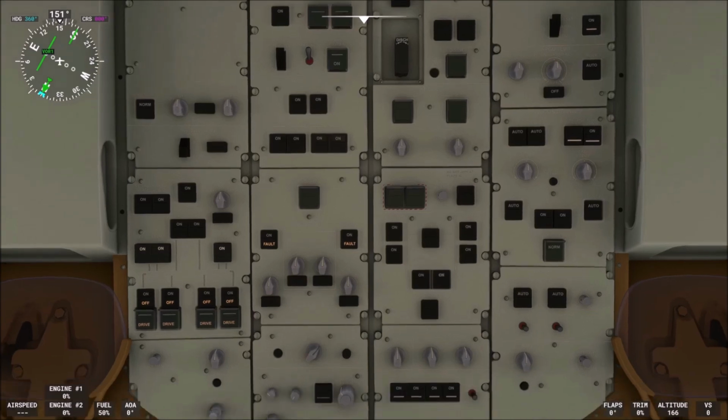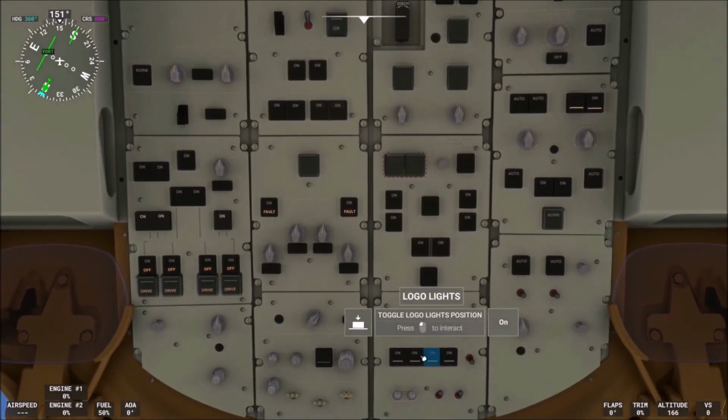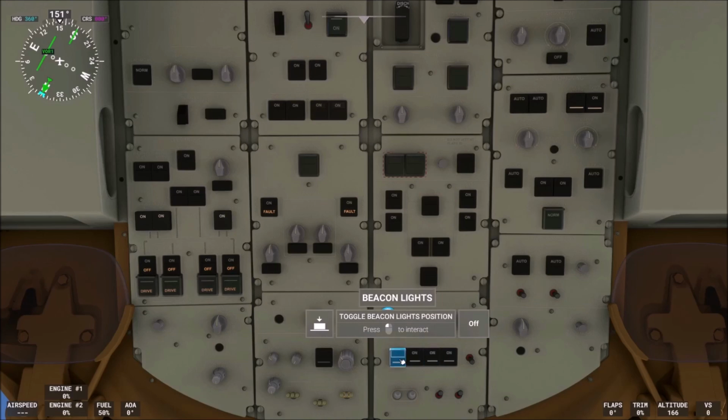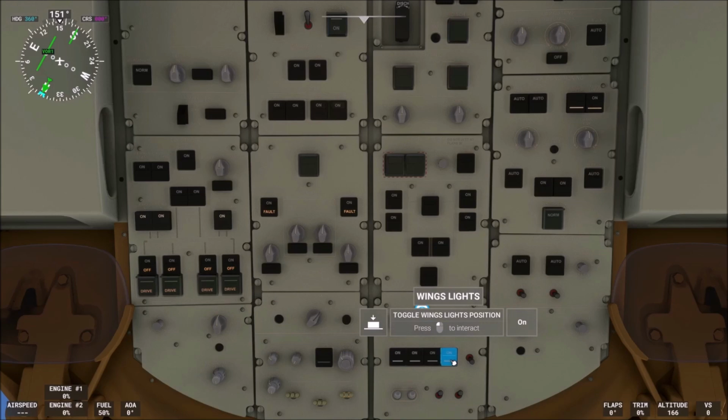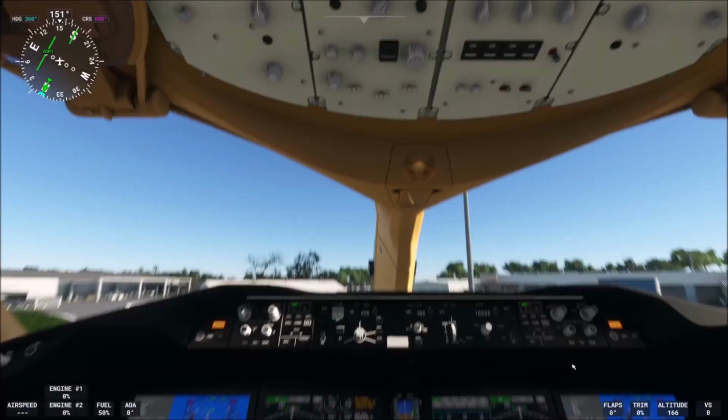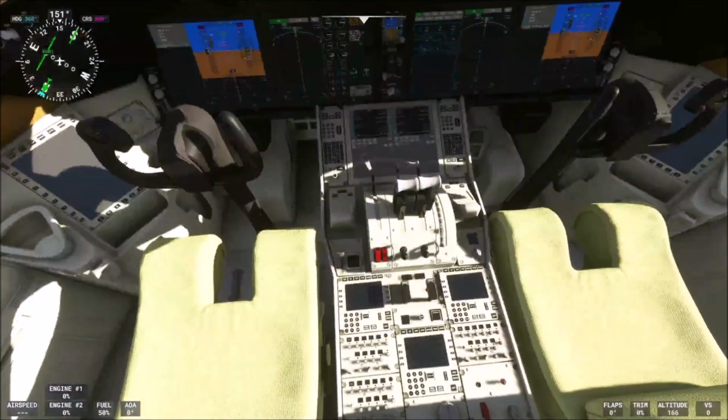Beacon lights, okay, I was saying to activate all the lights. I will do it now. Nav lights are on and logo lights are on. Beacon lights, what? Was it already on? Yeah, it seems it was. Okay, it is also on. Okay, all 4 are on. So lights are on. Beacon lights. And also the wing lights are on now. And now we go once again here.